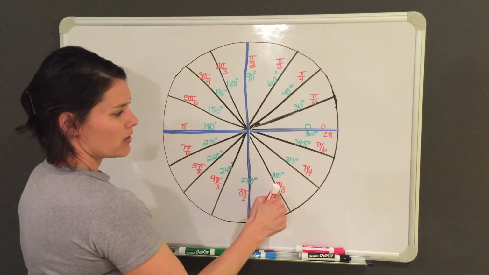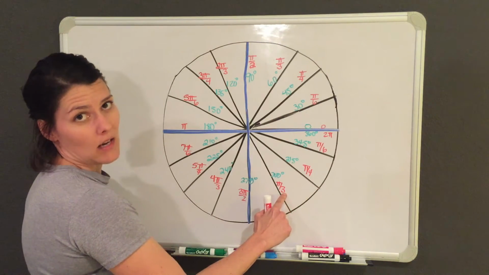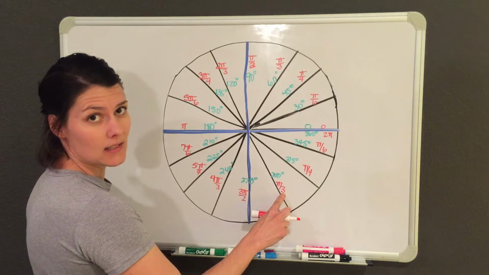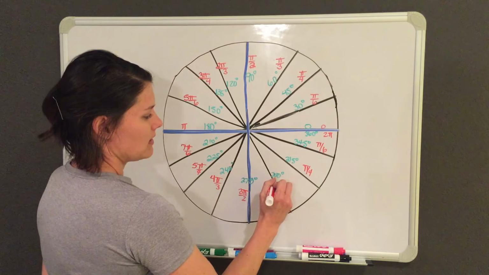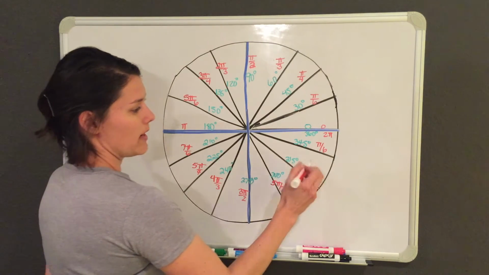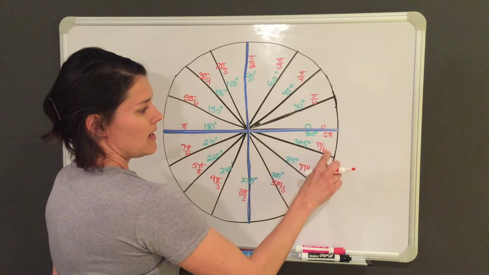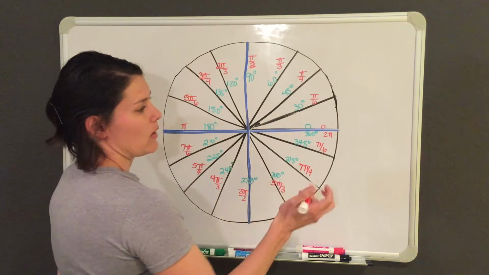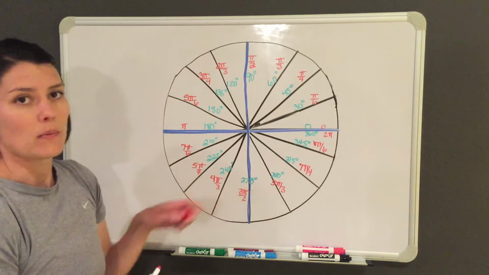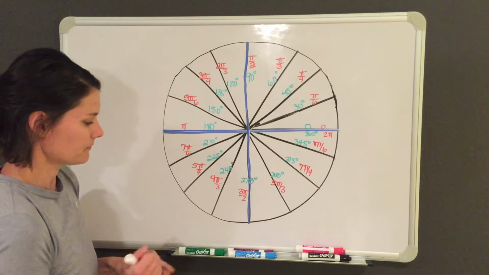And then in your last quadrant, what you do is you double the denominator and then subtract 1. So 3 doubled is 6, take away 1 from 6 is 5. 4 doubled is 8, 8 take away 1 is 7, and 6 doubled is 12, take away 1 is 11. So that is how you can determine your radians.